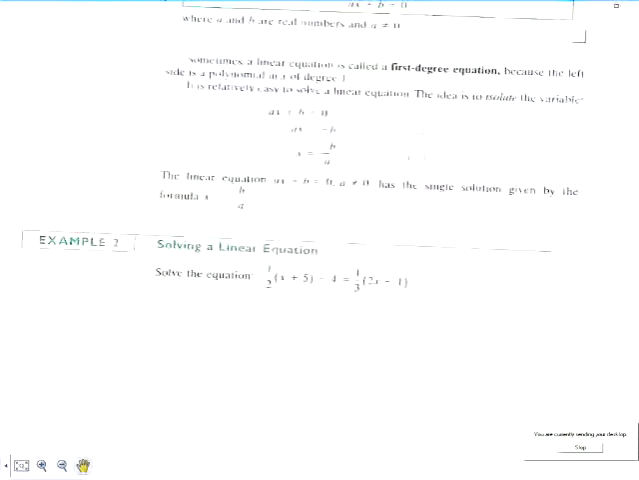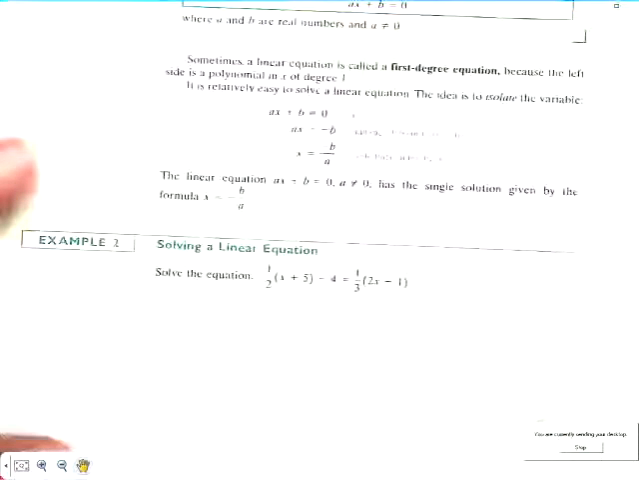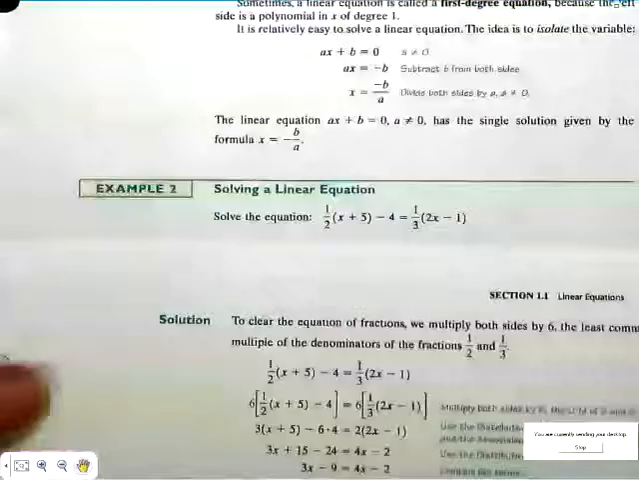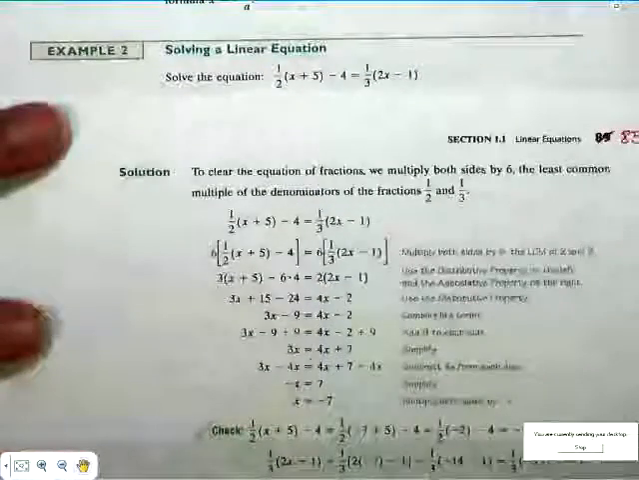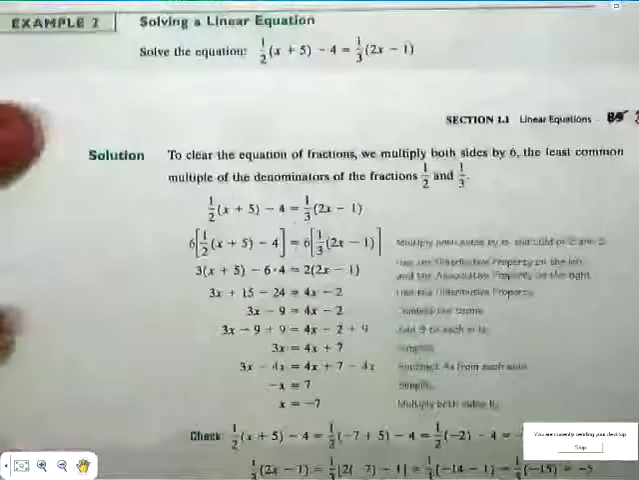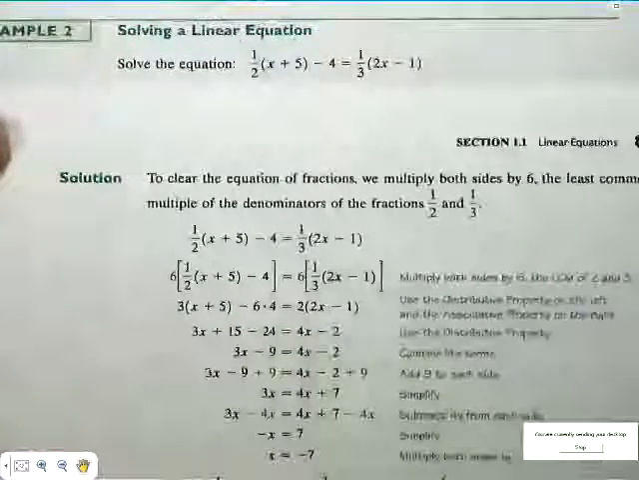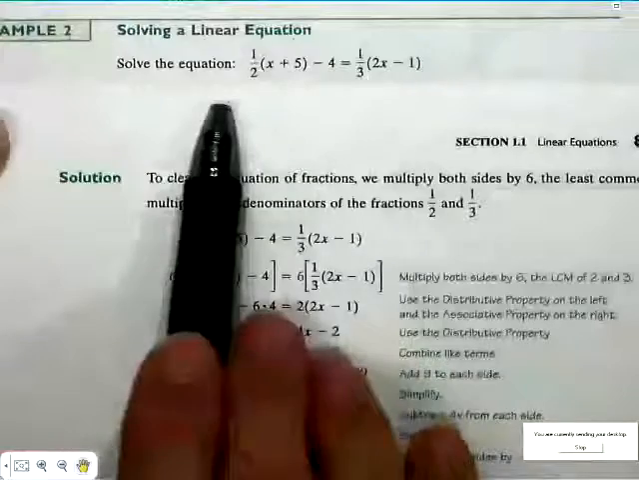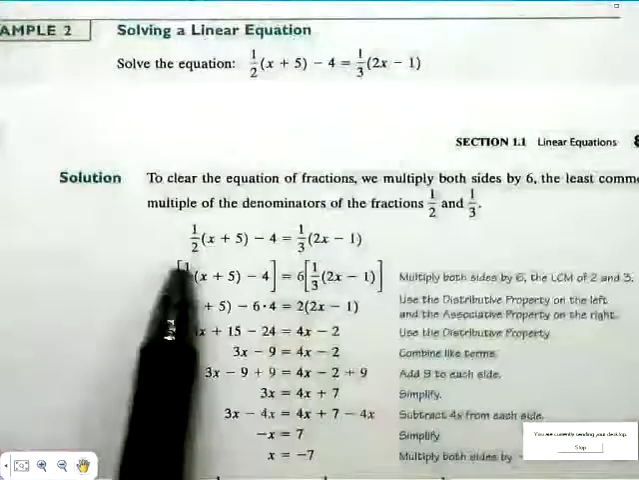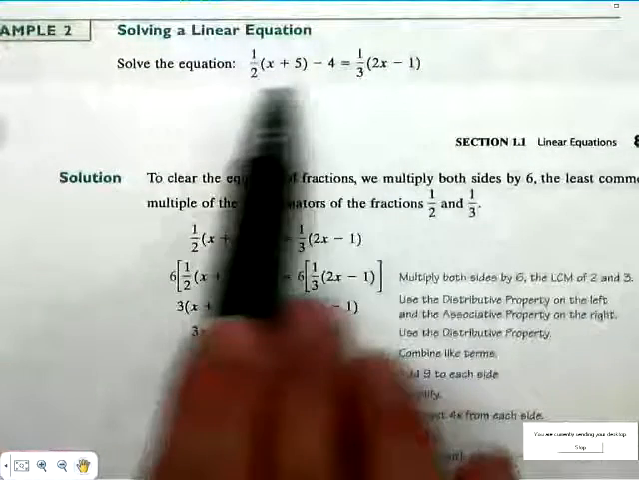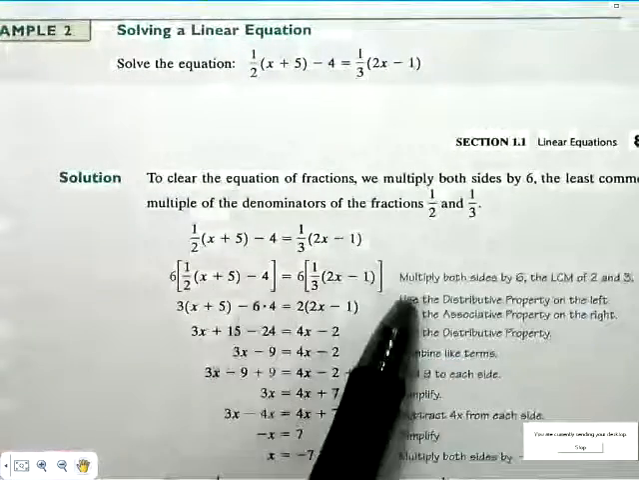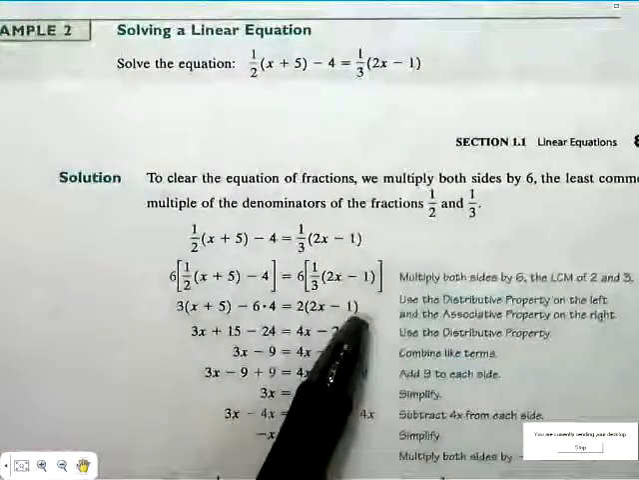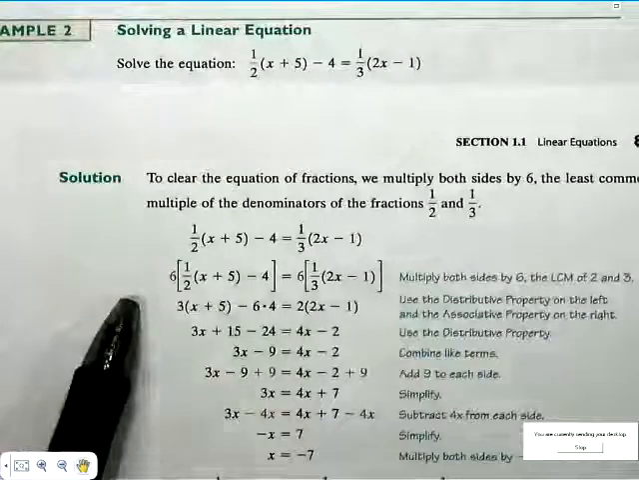Example 2 is a very good example. Actually, I think this is page 84 now. It's a very good example of solving a linear equation. You don't have time to write this down because I'm not going to just read it to you, but you can see that the first thing you do is say that the common denominator of those two fractions is 6 and multiply both sides by 6. When you multiply both sides by 6, make sure you distribute the 6 completely.